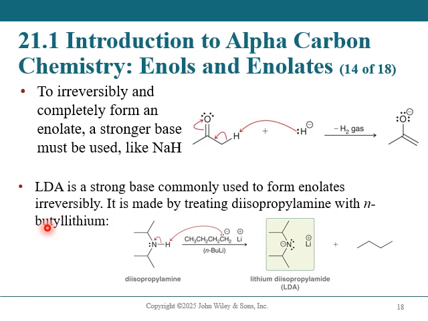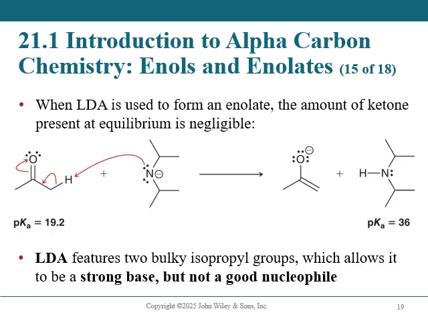LDA, or lithium diisopropylamide, is a strong base commonly used to form enolates irreversibly. It is made by treating diisopropylamine with n-butyllithium. So this is the structure, LDA. I would advise that you familiarize yourself with it. We will see this fairly often throughout the rest of the chapter, or this specific structure, what I mean.